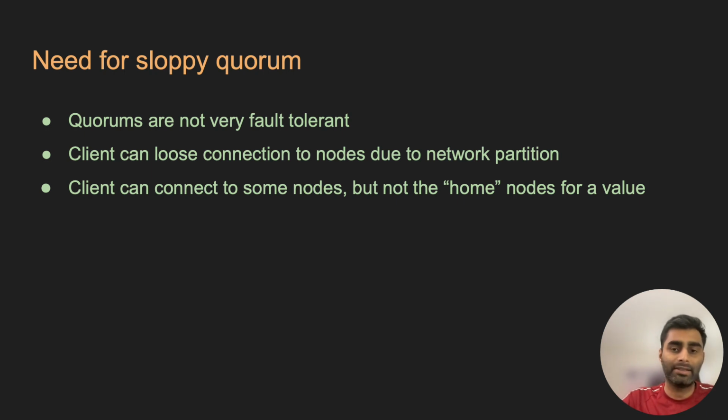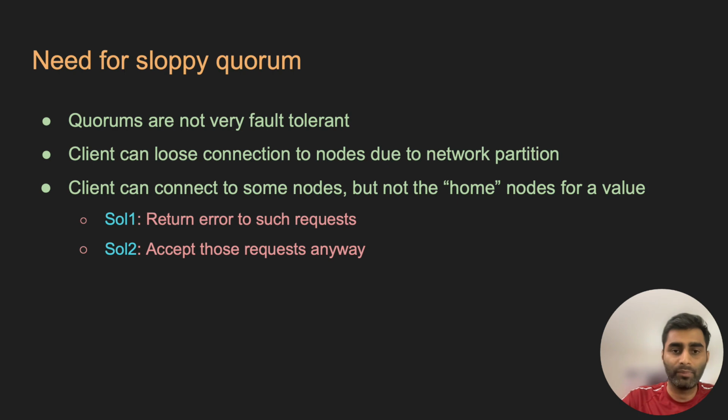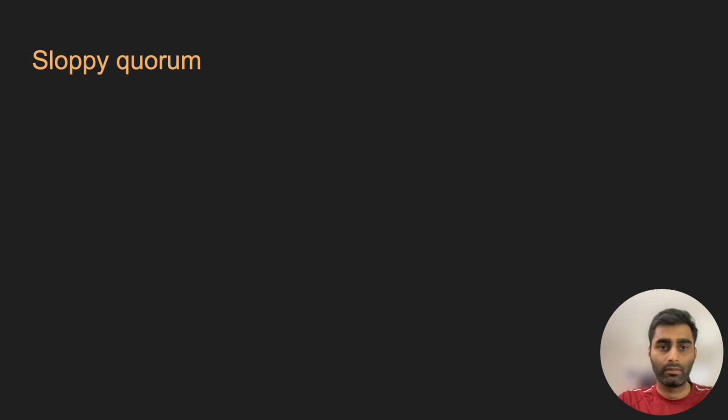In that case, the DB designers face a trade-off. The first option is to return errors to all the requests for which we cannot reach a quorum of W or R nodes. The second option is to accept the writes anyway and write those values to some other nodes that are reachable, but are not among the N nodes on which the value usually lives, so they are not among the home nodes for that value. The second solution is known as sloppy quorum.